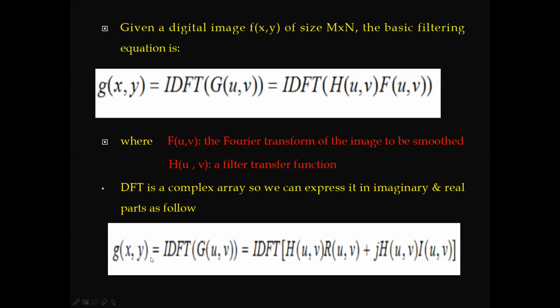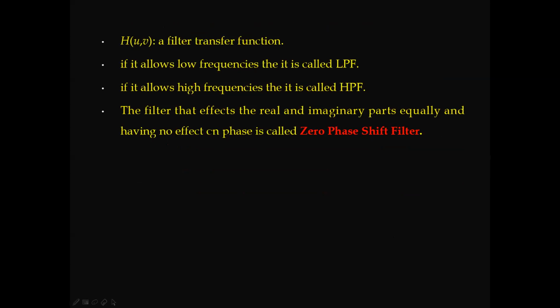So g of x comma y equals IDFT of G of u comma v, which is equal to IDFT of H of u comma v into R of u comma v plus j into H of u comma v into I of u comma v. So here H of u comma v is a filter transfer function. If it allows low frequencies, then it is called a low pass filter. If it allows the high frequency, then the filter is called a high pass filter.